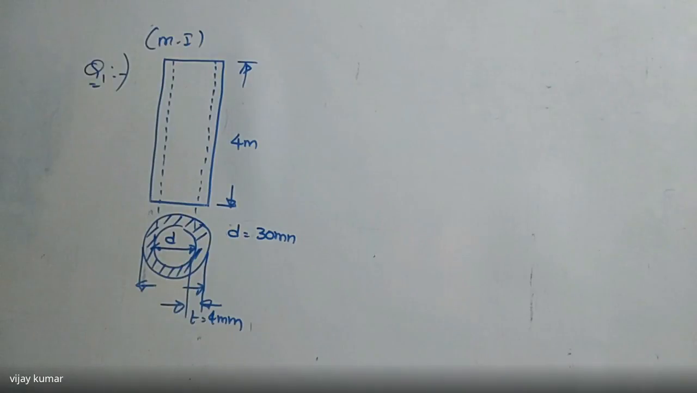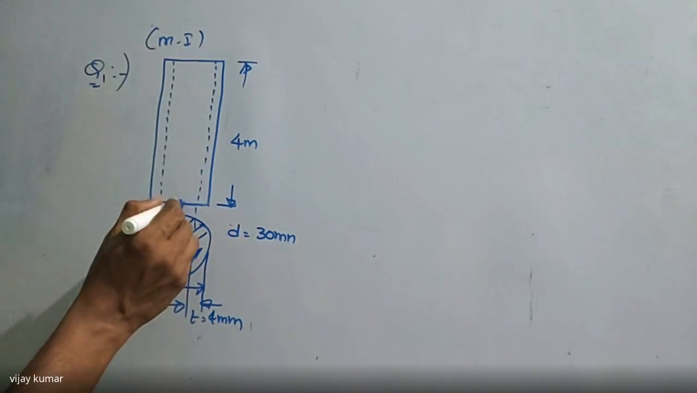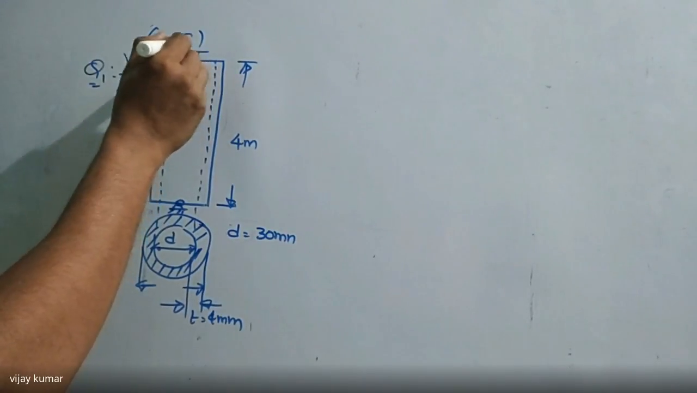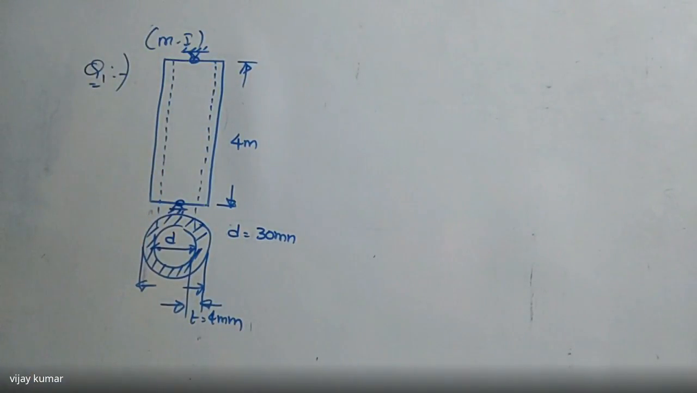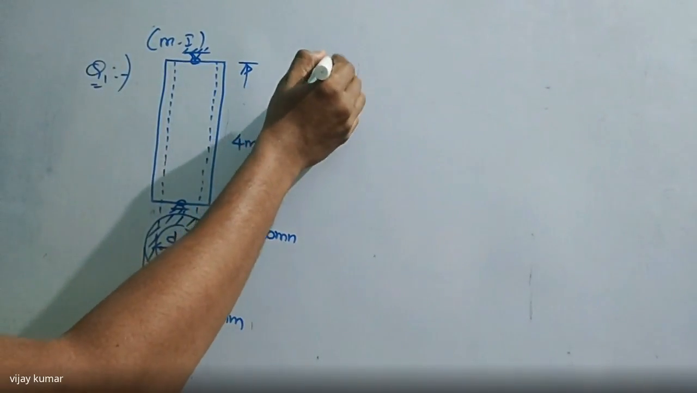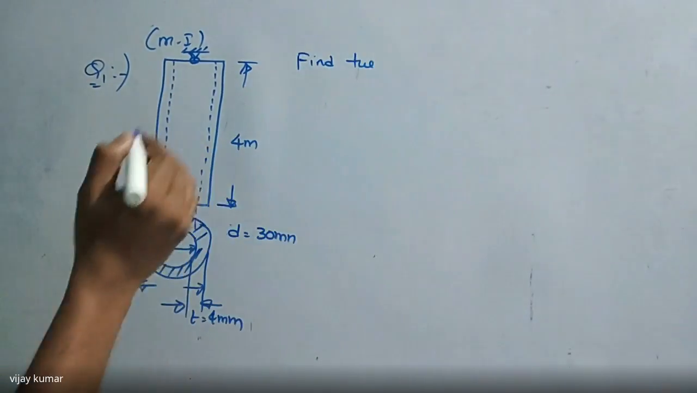Both ends are hinged. So these ends are hinged here, so this is a standard column according to Euler's. Here he is asking what is the collapsing load. Collapsing load, critical load or buckling load, all are the same. So the question is: find the collapsing load.